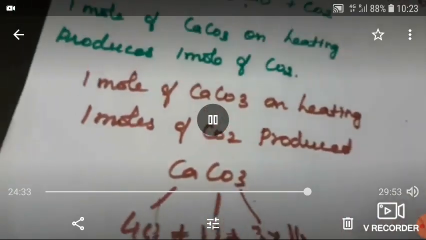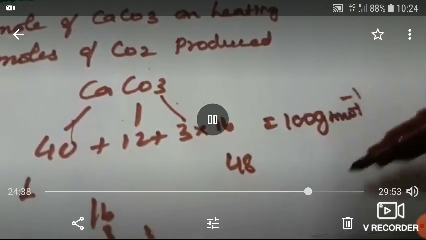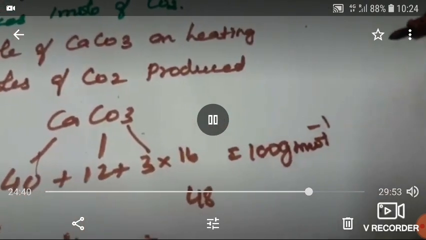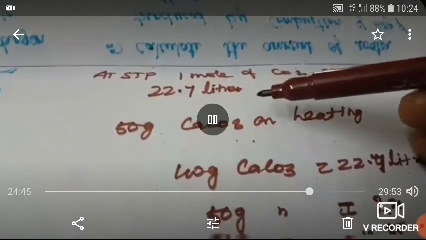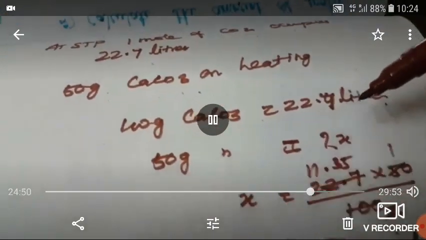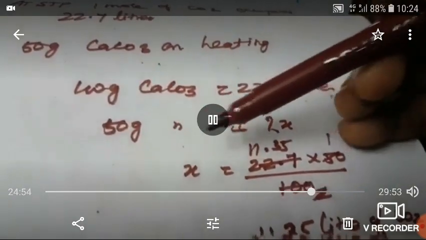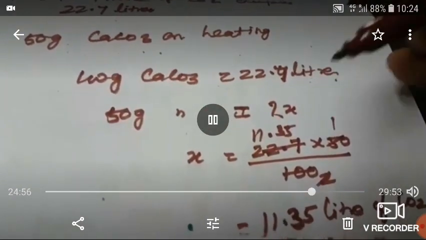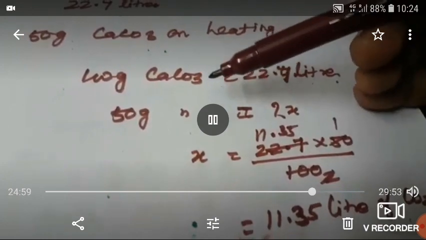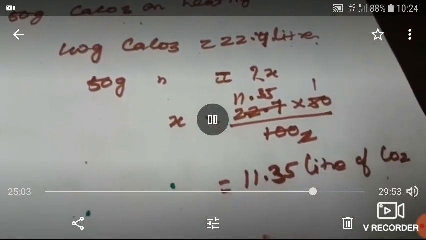The molecular mass of calcium carbonate is 100 gram. At STP, 1 mole of carbon dioxide occupies 22.7 liters. So 50 gram of calcium carbonate contains how much? Simplifying that, you can obtain 11.35 liters of carbon dioxide, just by cross multiplying.